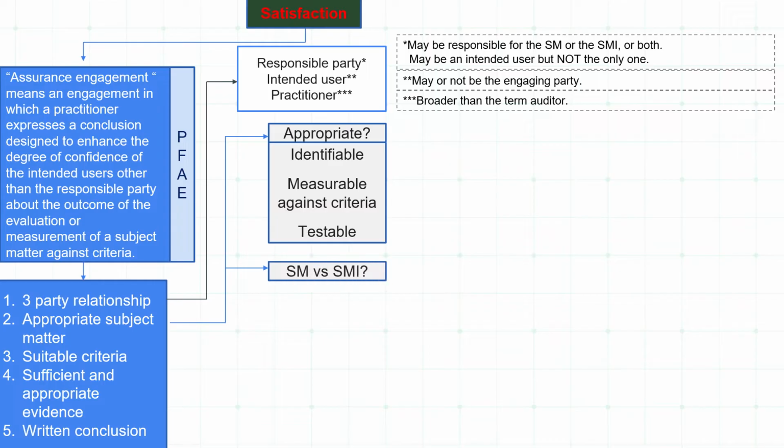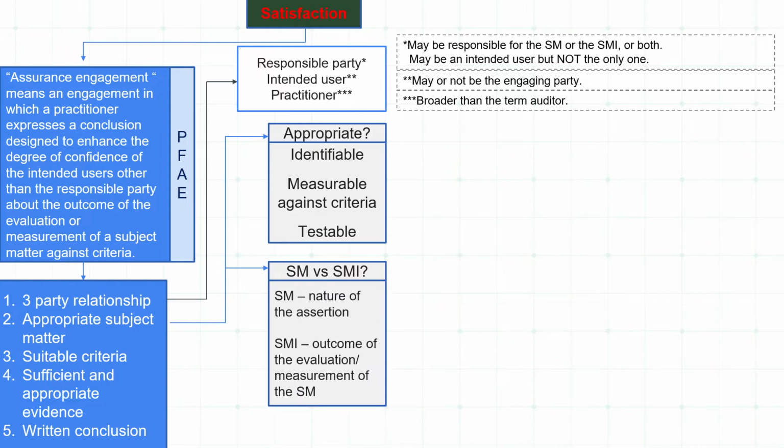Let's now go to what is the difference between a subject matter and a subject matter information. A while back, we mentioned that the responsible party may be responsible for the subject matter or the subject matter information, or in some instances, both. So, when we talk about the subject matter, it refers to the nature of the assertion. In accounting, we can think of this as the substance. When we talk about the subject matter information, this is the outcome of the evaluation or the measurement of the subject matter. Essentially, this is the document that contains the outcome or the result of the evaluation. You may think of this as the form.